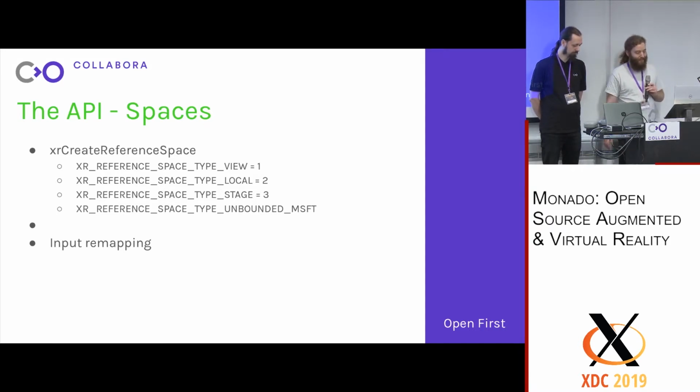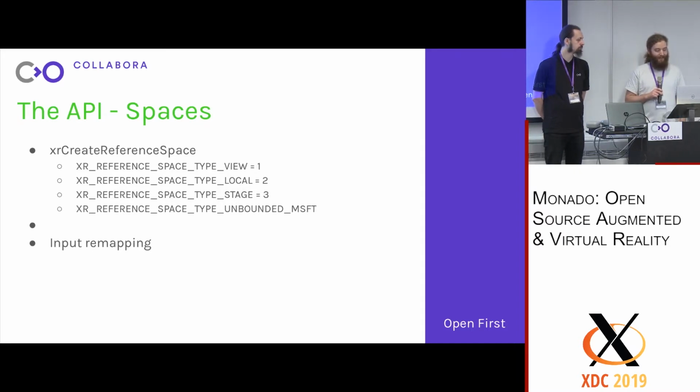There are more spaces that you can define. For example, each of your controllers that you hold in your hand can be one space, and you can get the pose of the controller through this mechanism.